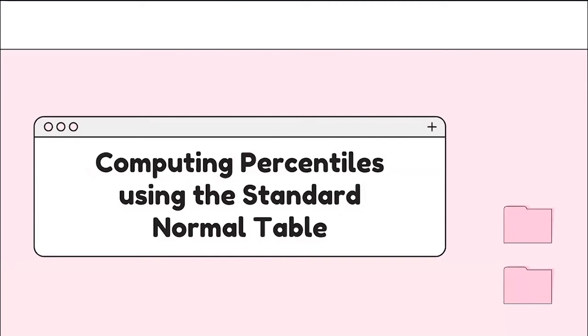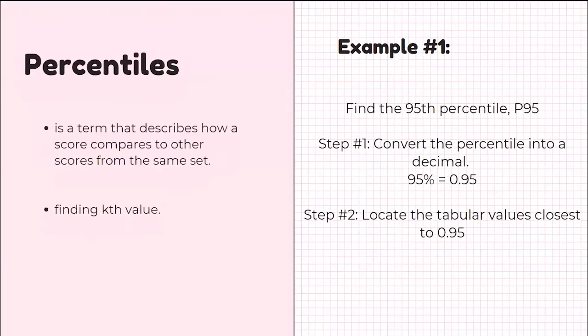Computing percentiles using the standard normal table. So what is a percentile? A percentile is a term that describes how a score compares to other scores from the same set, finding the kth value. Example number 1. Find the 95th percentile. So there are 4 steps in finding the percentile. Let us first go to step number 1. Convert the percentile into a decimal.